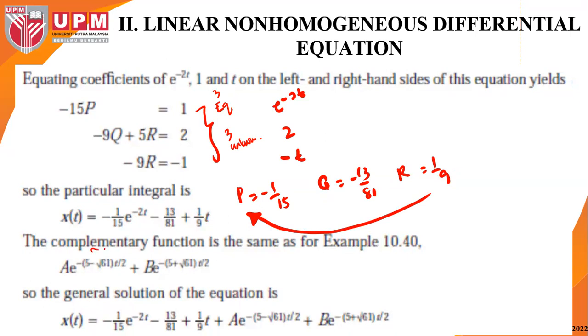So then you put the complementary function. Okay, you just put it here. Then you get the final answer. The steps are the same, but there is an additional combination of exponents, real numbers, and something like that.